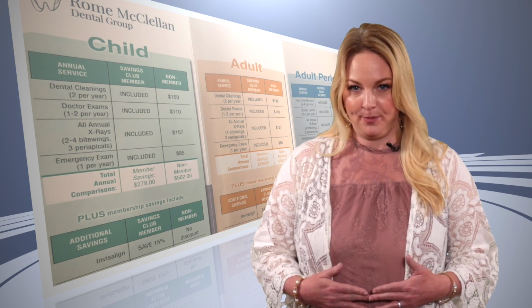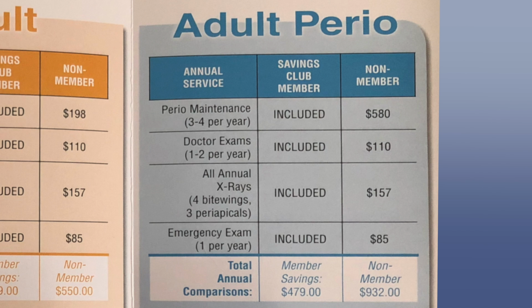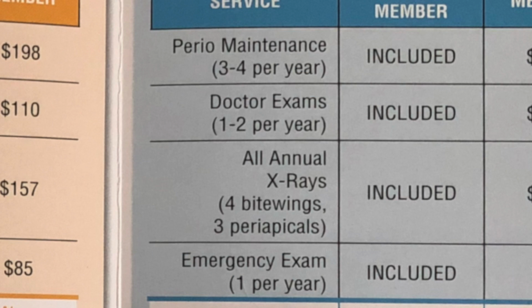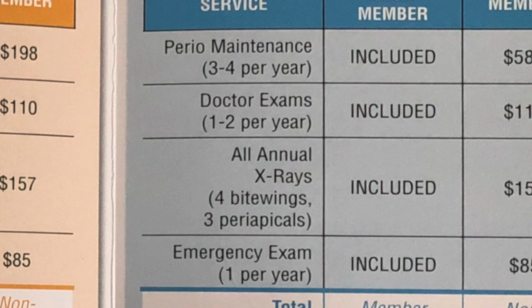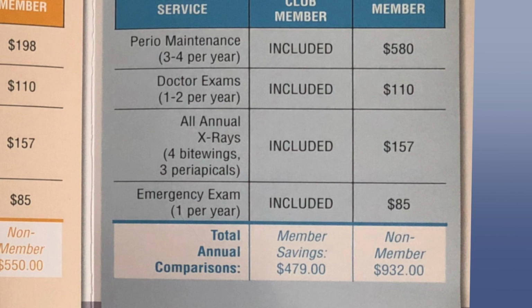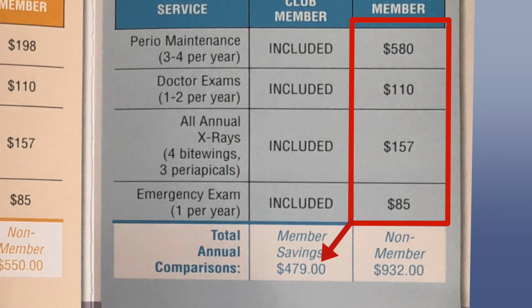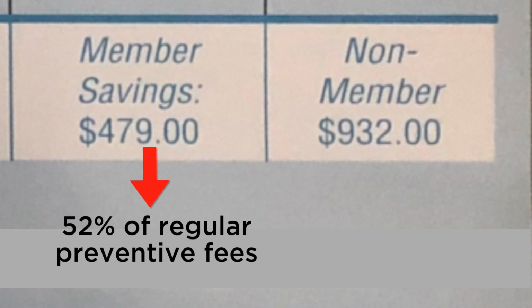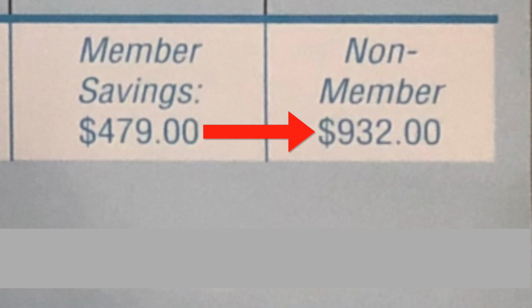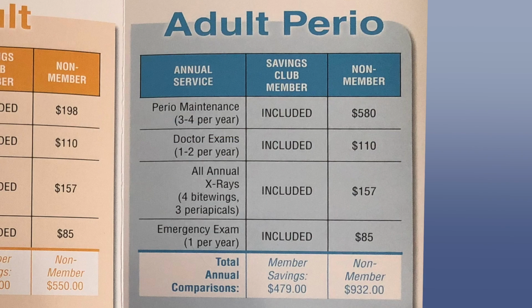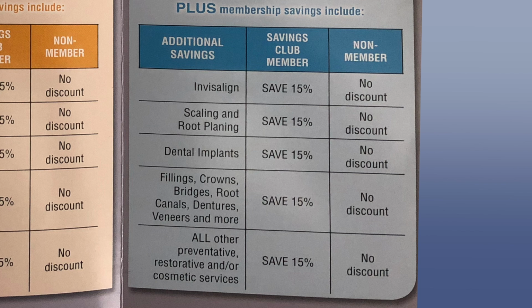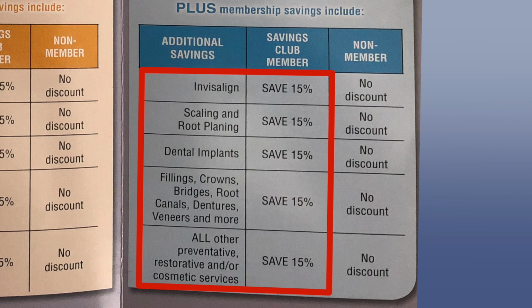Let's move on to adult perio patients. The numbers look a little different here because their visits are more frequent. Our plan covers 3 to 4 perio maintenance visits a year, 2 exams, the x-rays, and an emergency visit. Most practice memberships will charge between $379 to $500 annually for this tier of service. Based on our fees, we set ours at $479, a little above 50% of our regular preventive fees, and a visible, appreciable savings for club members. Restorative and other treatments are again discounted at 15% off across the board.